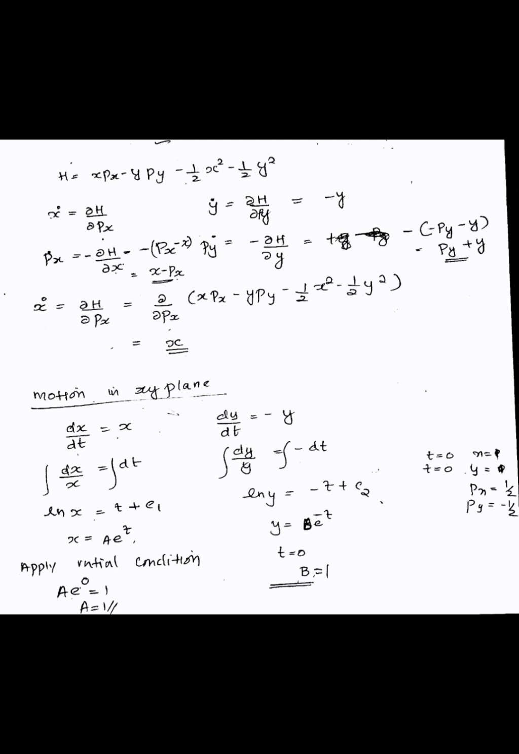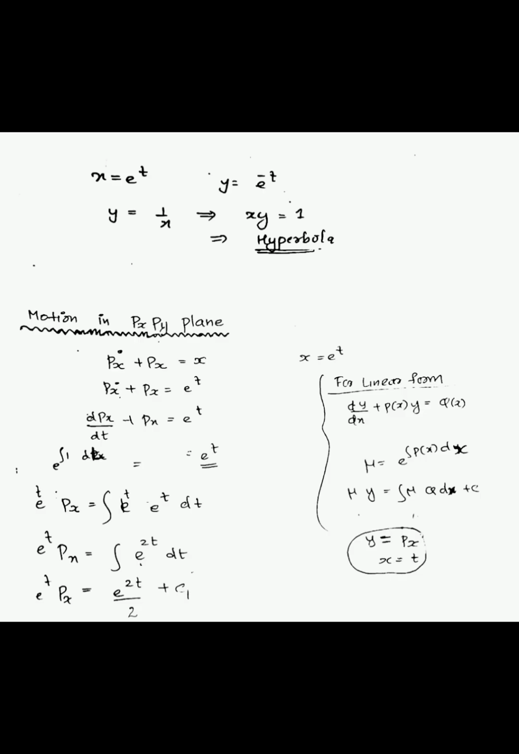Then we can also solve in terms of y, because we know that y dot is equal to minus y, that is dy by dt is equal to minus y. Integrating, we get ln y is equal to minus t plus c2. That is y is equal to b e raised to minus t. Applying the initial condition, we get b is also equal to 1. x is equal to e raised to t, y is equal to e raised to minus t. From here, we understood that y is equal to 1 by x, that is xy is equal to 1. That means motion in the xy plane is a hyperbola.